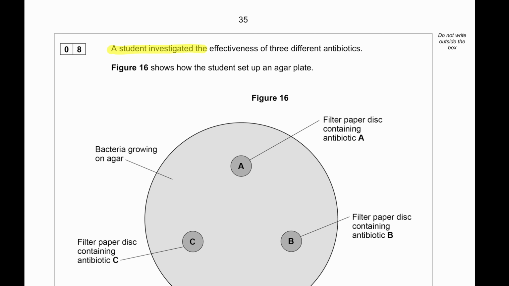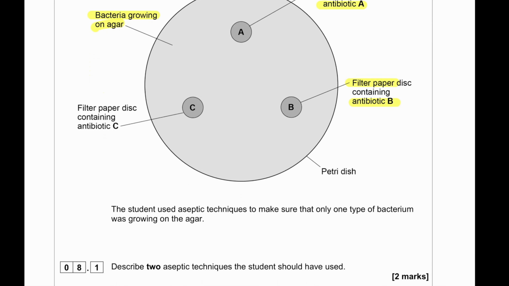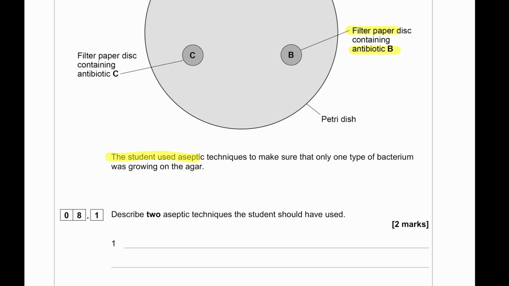A student investigated the effectiveness of 3 different antibiotics. Figure 16 shows how the student set up an agar plate. We can see bacteria growing on agar, and we have a filter paper disc containing antibiotic A, and filter paper discs containing antibiotics B and C in a petri dish. The student used aseptic techniques to make sure that only one type of bacterium was growing on the agar.